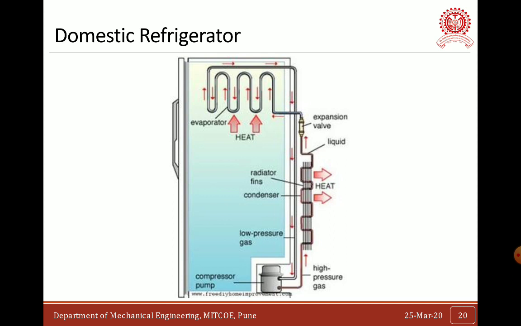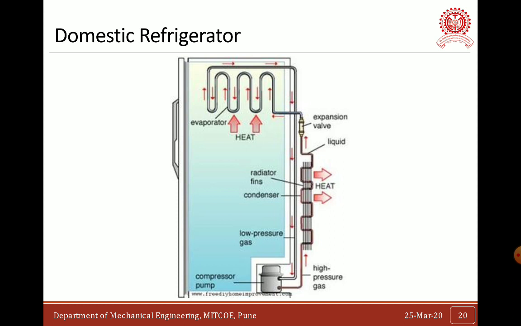Then this high pressure, approximately atmospheric temperature liquid refrigerant will enter the expansion device or expansion valve. There are different types of expansion devices possible, like capillary tube, solenoid valve, thermostatic expansion valve, automatic expansion valve. By using this expansion valve, the pressure of this refrigerant is decreased from condenser pressure to evaporator pressure. Due to this sudden decrease in the pressure, this is the throttling process. Due to this throttling process, the refrigerant temperature decreases much and it is below 0 degrees Celsius in case of a domestic refrigerator. This low pressure, low temperature liquid refrigerant then enters the evaporator.